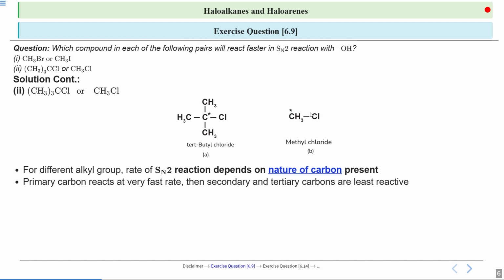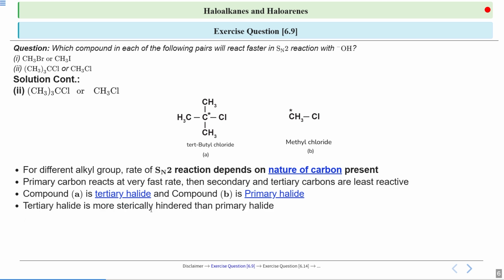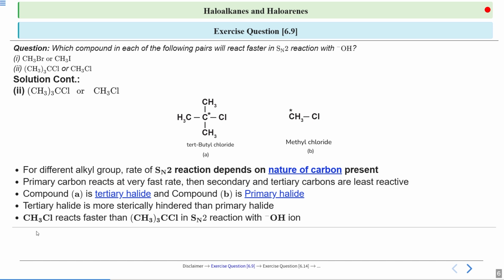That's why we say that primary carbon reacts at a very fast rate, then the secondary carbon, and tertiary carbons are least reactive in the SN2 reaction. So compound A is a tertiary halide, as I said, and compound B is a primary halide. The tertiary halide is more sterically hindered than the primary halide due to the presence of these 3 methyl groups, the larger groups around this carbon. That's why methyl chloride will react faster than tertiary butyl chloride in the SN2 reaction with this hydroxyl ion as a nucleophile.